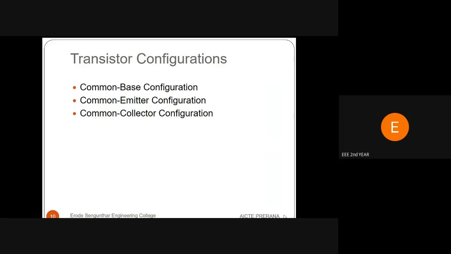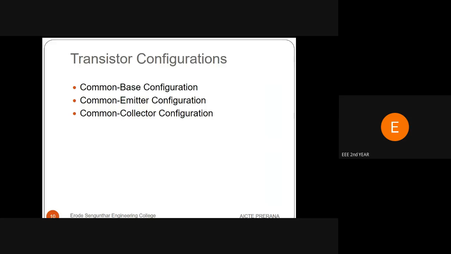Common base configuration means the base terminal is common between both input and output. Common emitter configuration means the emitter terminal is the common terminal between both input and output. Common collector configuration means the collector terminal is common for both input and output terminals.